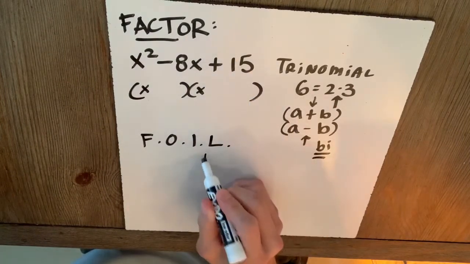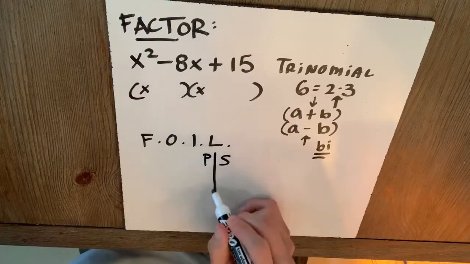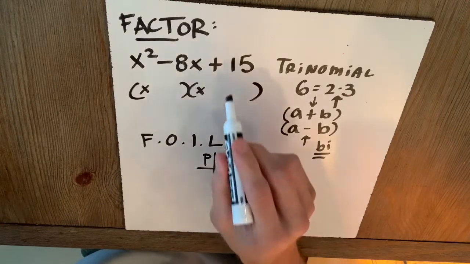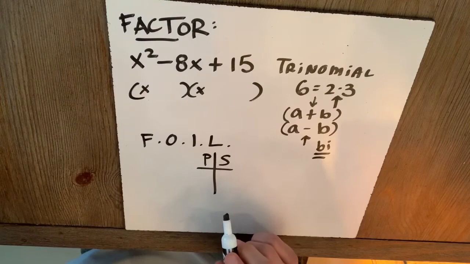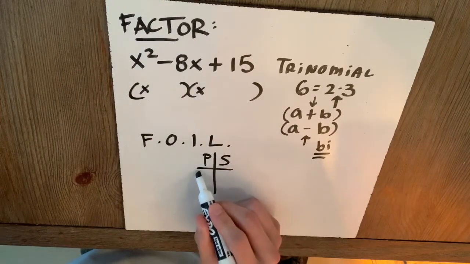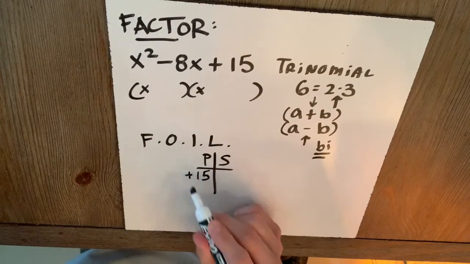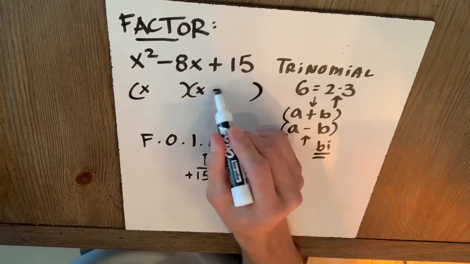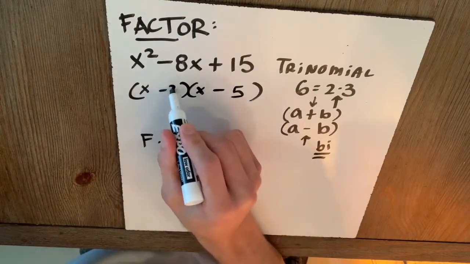To get 15, I'm doing product sum, and I'm asking myself, what numbers multiply to 15 but add to negative 8? So they have to have a product of positive 15 and a sum of negative 8. Well, of course, that's going to be negative 5 times negative 3.